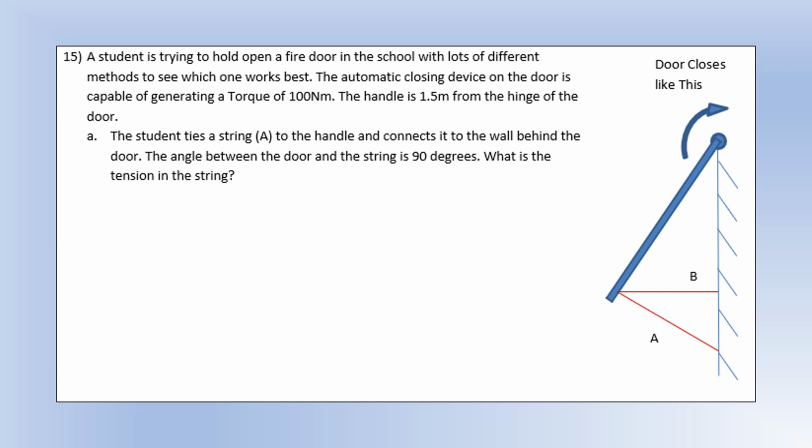What is the tension? So this is a simple moments problem. We need the moment of the force from the tension to be equal to 100 to keep it in equilibrium. The tension is a perpendicular distance of 1.5 from the pivot, so then we can divide by 1.5 to give us what the tension is. Nice and simple.